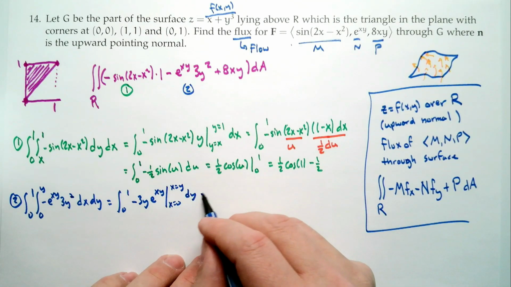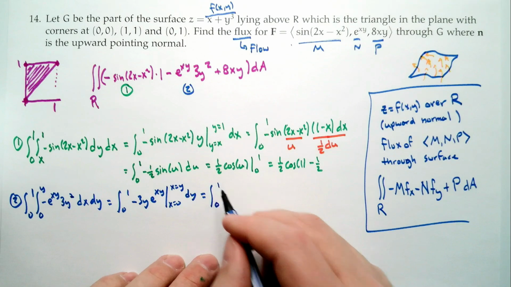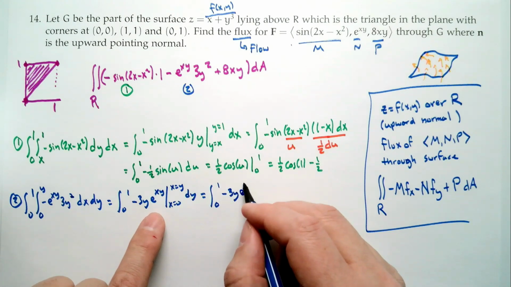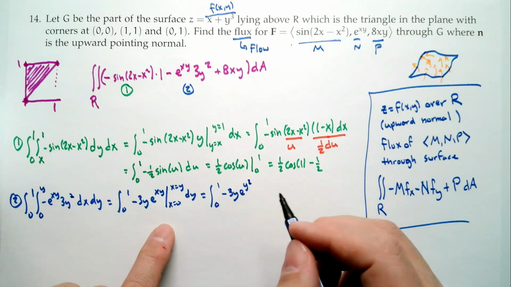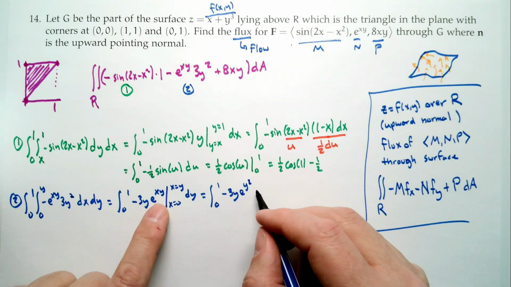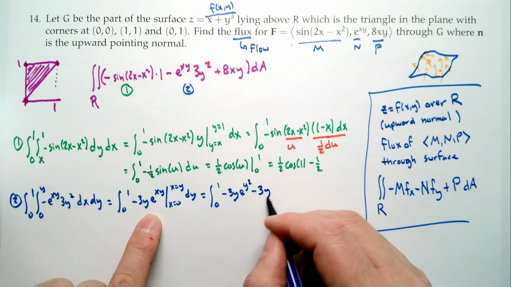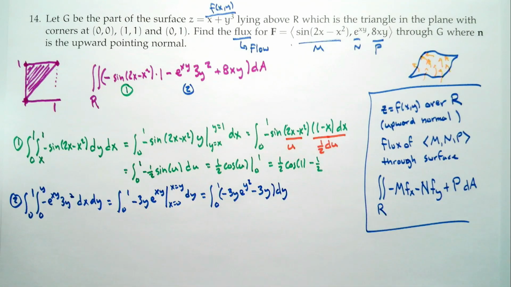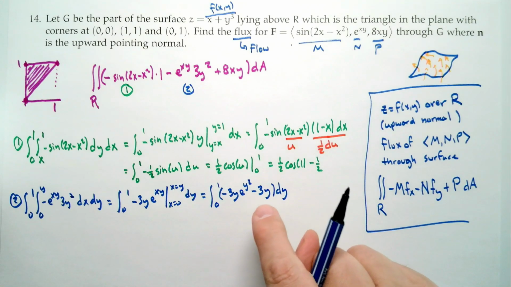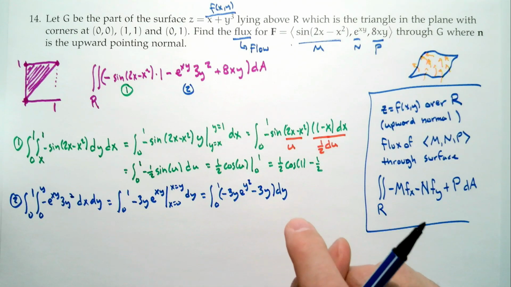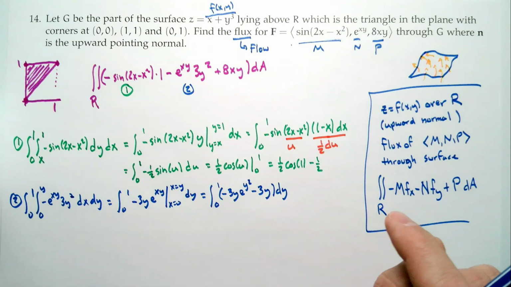So this becomes the integral from 0 to 1. Plug this in: minus 3y e to the y squared. Plug in 0, you get minus 3y e to the 0, also known as just minus 3y, dy. Now, these are pieces we can integrate. Minus 3y, no problem. But even the minus 3y e to the y squared, still no problem.